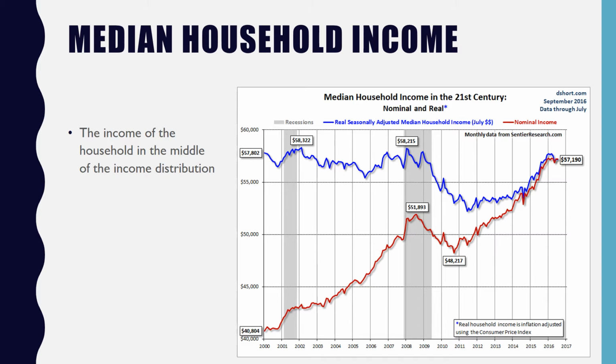That's the median. Again, half of Americans making more than that, about half of American households make less than that. But that blue number is what you'd really want to look at. So we're pretty much right back to where we were before the recession and where we were at the end of the last business cycle in 2000-2001.